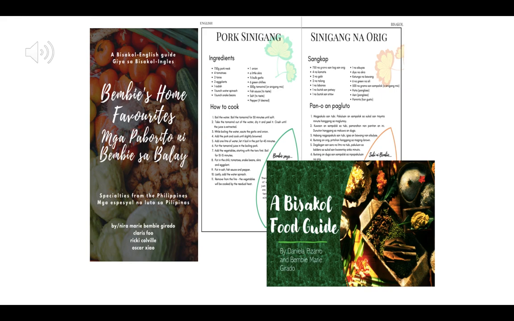Alongside the explicitly pedagogical resources, some groups chose to develop cultural materials. These include a Bisakol food guide and a recipe book, which features some of Bembie's favourite traditional recipes with side-by-side translation from English to Bisakol. These are beautiful, but do include some images sourced online as well as original material.